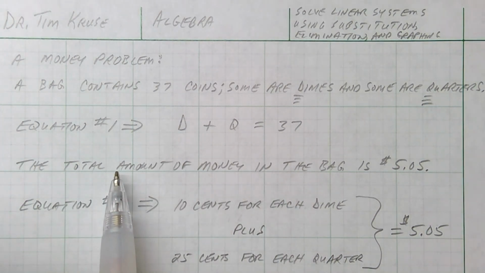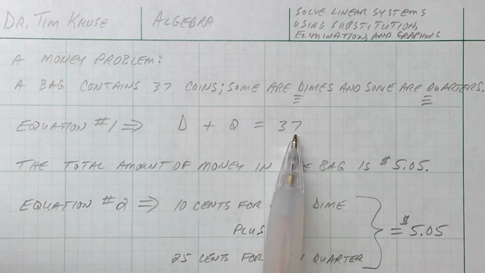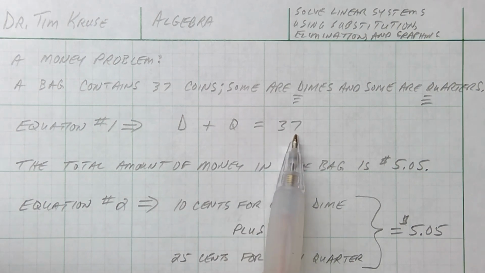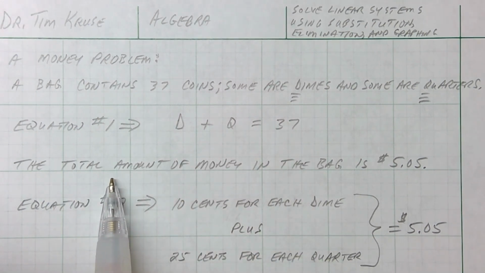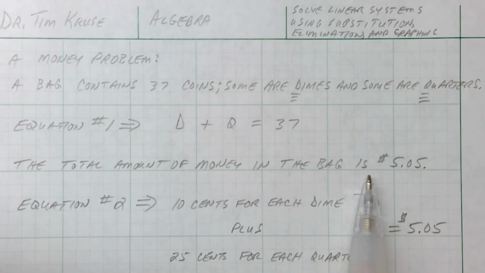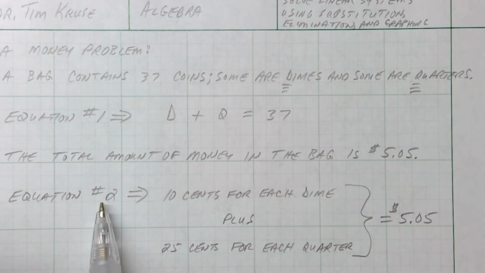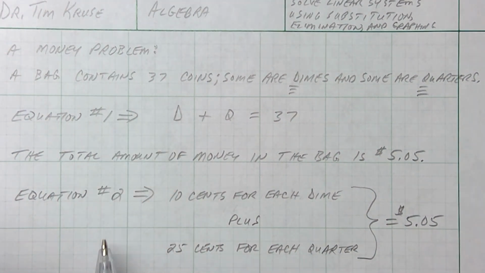Now, the second equation, or the second line in your word problem is usually, well, how much money do you have in the bag? They told you how many coins you have. A certain number of dimes and a certain number of quarters added together means I have 37 coins in my pocket. The second line usually tells you how much money that is. So it says the total amount of money in the bag is $5.05. So that's equation number 2. So usually the first line is equation 1, second line is equation 2.